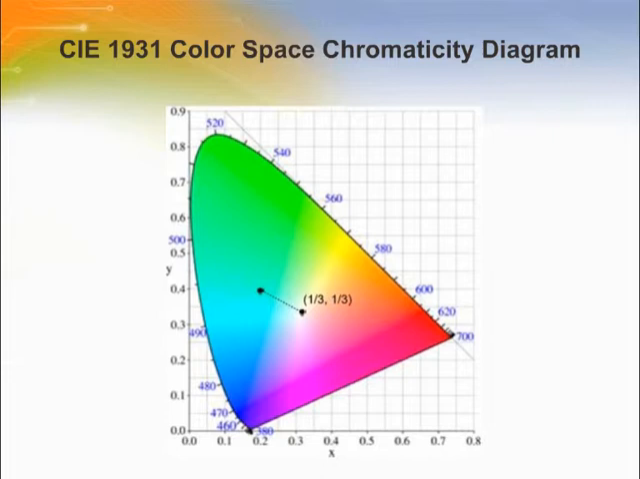An interesting property of the chromaticity diagram is that if I draw a straight line between any two points within the diagram, the color at any point along that line can be created using a mixture of those 2 points. The midpoint between these 2 colors would be created using an equal mixture of the 2 colors.